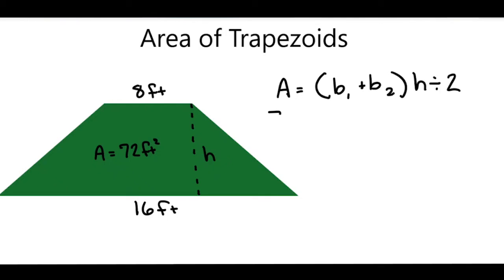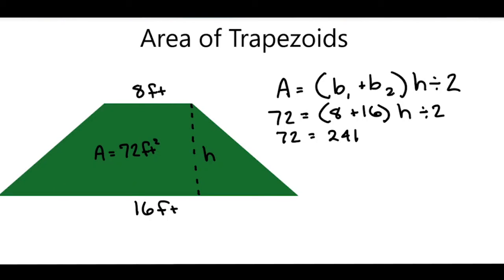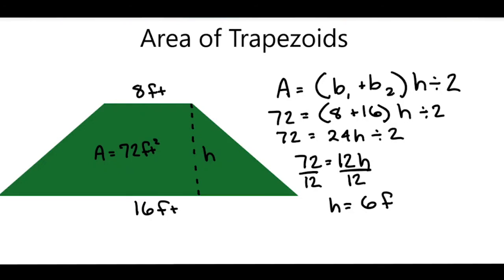Well, that means that 72 is equal to 8 plus 16 times h divided by 2. So 72 is equal to 24h divided by 2. Well, 24h divided by 2, that means I have 24 divided by 2, that's 12h. And now to solve for this, I just divide both sides by 12, and h is equal to 6. So the height of our trapezoid is 6 feet.